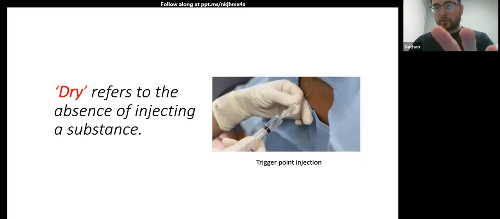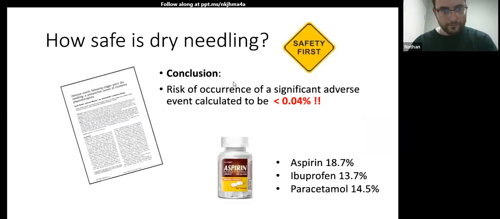This is a picture of an actual trigger point injection, where the doctor might put the needle into the muscle belly and inject some of the substance into it to get it to release. So dry needling is called dry because we're not injecting anything. We're just putting a solid thin needle into the muscle to get it to relax.